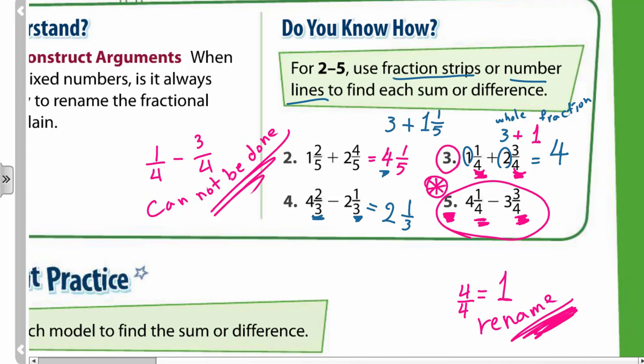I have 1/4 minus 3/4. We can't do 1/4 minus 3/4 like this, so we will do 3/4 minus 1/4. Of course, no. My heroes, do you hear me? Mic's off.